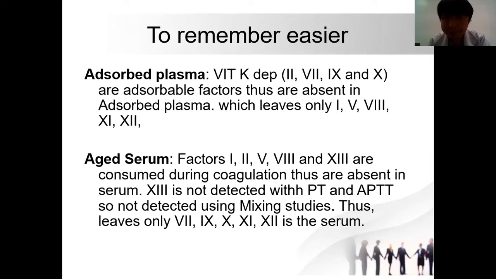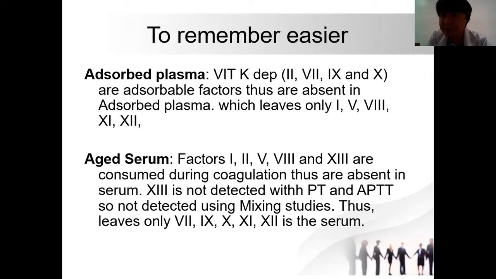While in your aged serum, factor 1, factor 2, factor 5, 8, and 13 are consumed during coagulation, thus are absent in the serum, particularly aged serum. And of course, factor 13 is not detected with prothrombin time and APTT. Since you're just going to repeat APTT and prothrombin time in the mixing studies, it still cannot be detected. Thus, in the aged serum, you are left with only factor 7, factor 9, factor 10, factor 11, and factor 12. So that's the reason behind it.